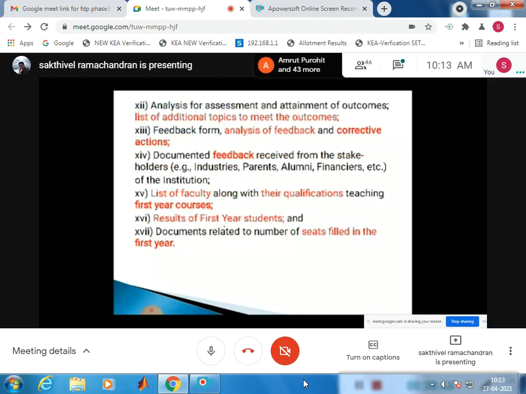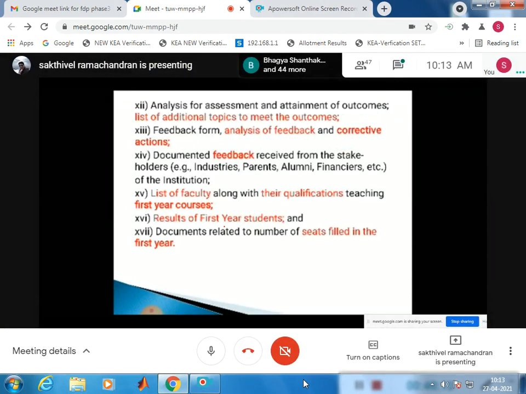And beyond this, you also have a list of additional topics to meet the outcome. Sometimes you may have a deficit of, or fallen short of, the course outcome, or it could be the program outcome. So how do we meet this? What are the extra additional topics that have been included in order to meet the course outcome or the program outcome? Analysis of the feedback, what corrective action has been taken, all this needs to be documented well.